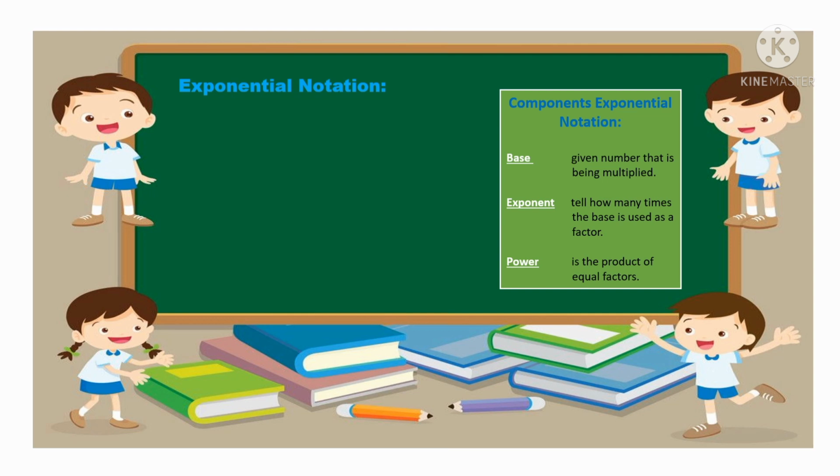So we have here an example: 3 squared. So 3 is our base, 2 is our exponent, and the product of that particular number is 9. So that is our power. Another example, 7 cubed. So 7 is our base, the exponent is 3, and the product is 343.